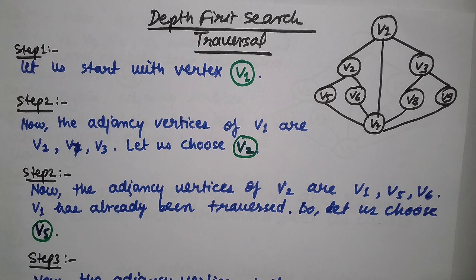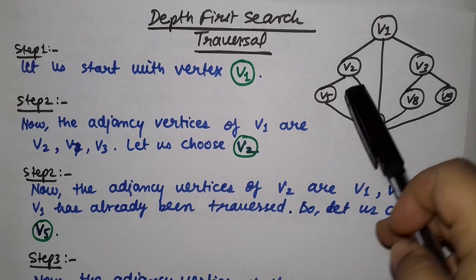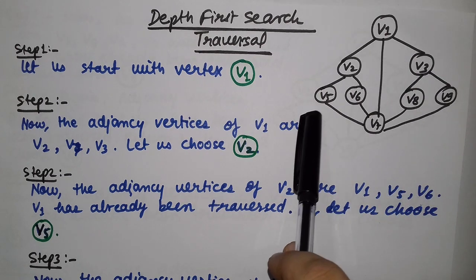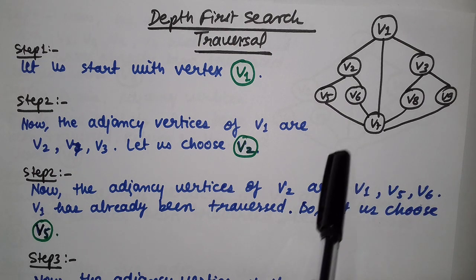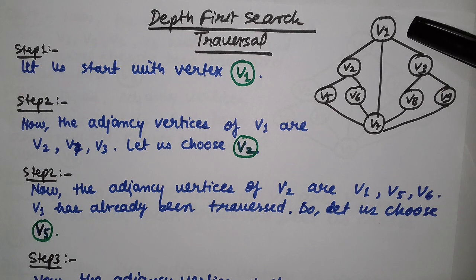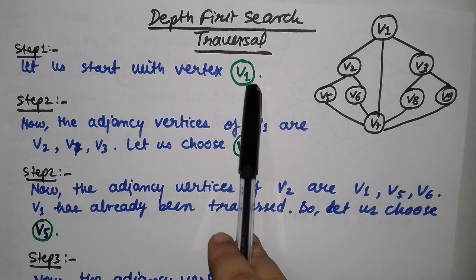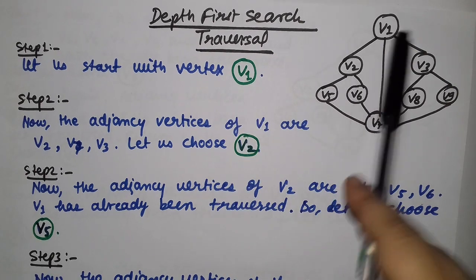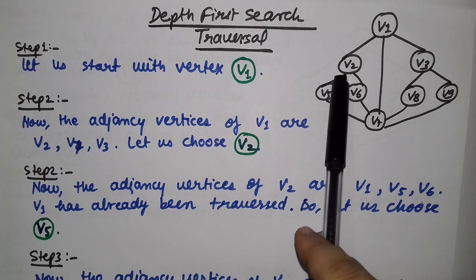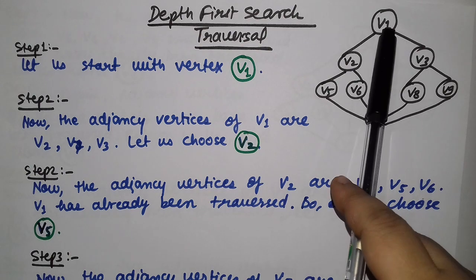So now back to the depth first search traversal. As I just told, V1 is the first node. As I have told before also, we can choose any of these nodes or vertices as the first one, but here I have taken V1. So let us start with vertex V1. This is the first step. Now the adjacency vertices, or I can say the connected vertices, are V2, V7 and V3. These are the three vertices which are connected to V1.